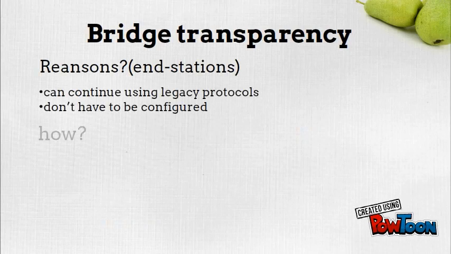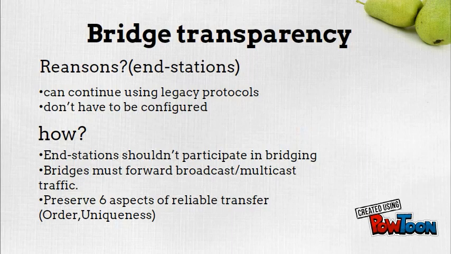The reasons why bridges need to be transparent are that end stations can continue using legacy protocols and don't have to be configured. How to achieve bridging transparency? End stations should not participate in bridging. Bridges must forward broadcast and multicast traffic and preserve the aspects of reliable transfer, especially order and uniqueness.